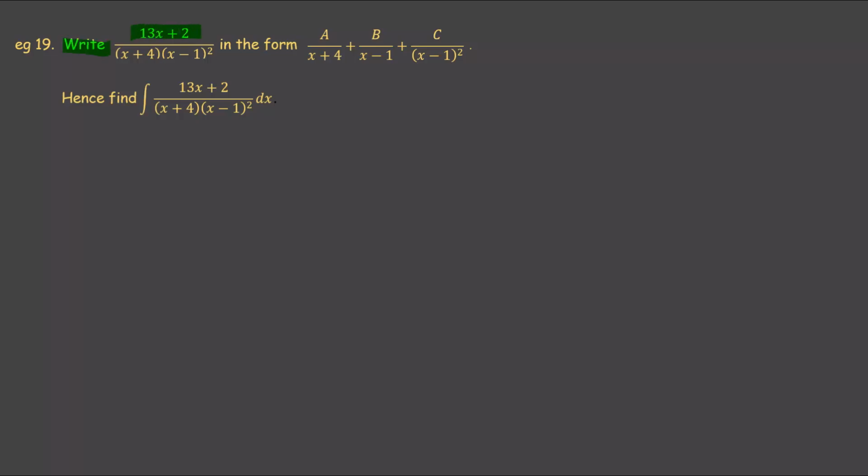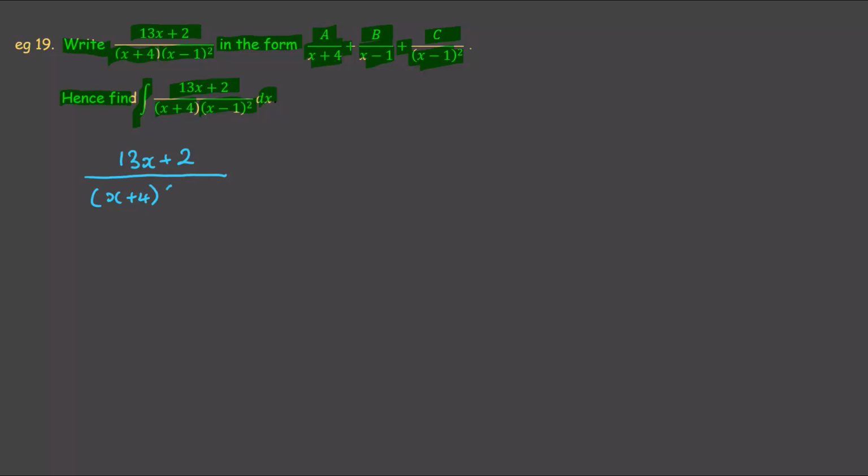Write (13x + 2) over (x + 4)(x − 1) all squared in the form a over (x + 4) plus b over (x − 1) plus c over (x − 1) squared. Hence find the integral of (13x + 2) over (x + 4)(x − 1) squared with respect to x. So we have (13x + 2) over (x + 4)(x − 1) squared.